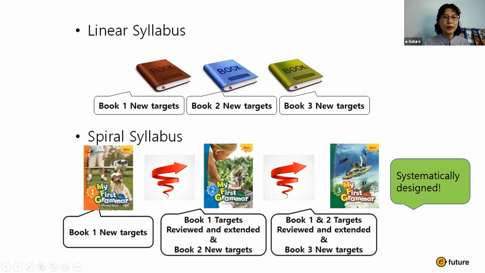If you look at our grammar series, My First Grammar Book 1, Book 2, and Book 3: in Book 1, new targets. In Book 2, we review and extend from Book 1 targets to Book 2 new targets. In Book 3, Book 1 and 2 targets are reviewed and extended. This is designed very systematically. When we develop our books, we think about this very carefully, so we plan very carefully to have this systematic link and review.